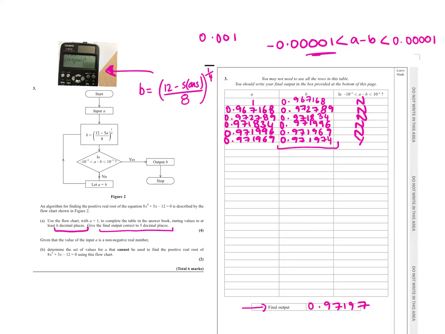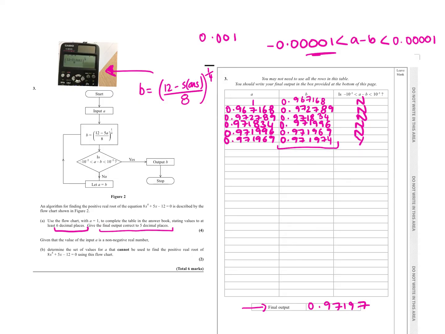So, for part B, it says determine the set of values for A that cannot be used to find the positive real root of the equation using the flowchart. So for here, it says given the value of the input A is a non-negative real number. So that means it's a positive number or 0. Okay? Determine the set of values for A that cannot be used to find the positive real root of this.